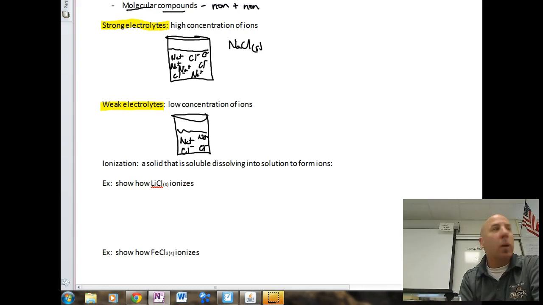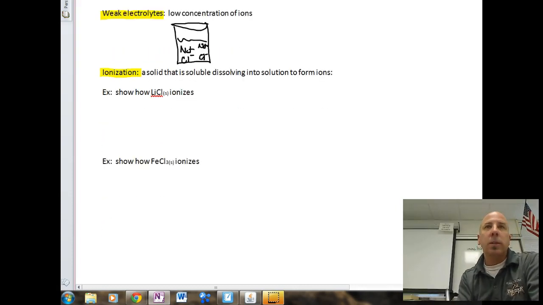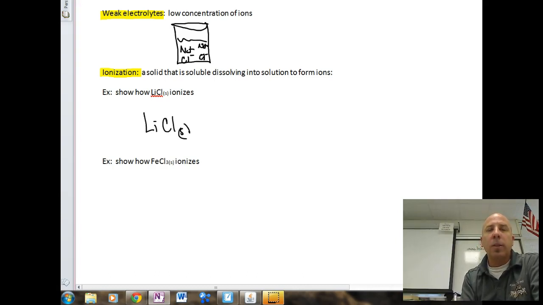Now we should talk about, lastly, ionization. This is when we have a solid that is placed into a solution and it dissolves to form ions. So let's talk about how to do that. The example says, show how lithium chloride solid ionizes. So we're going to take lithium chloride as a solid, just like this, and we're going to put it into water. I'm not going to show the water. Trust me, we put it in water.